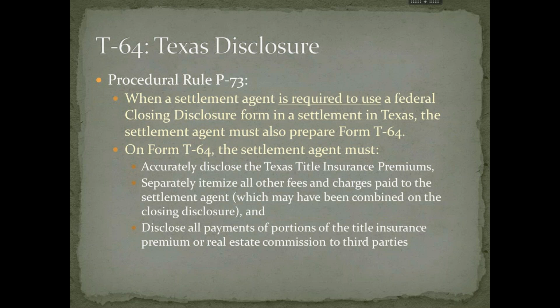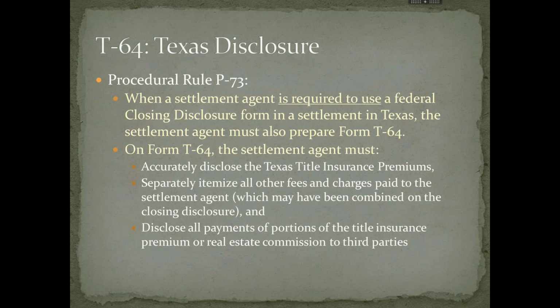Now, the next most common question we get with the T64 is what exactly does the T64 need to have on it, right? Well, there's really three main pieces of information that T64 needs to disclose. Number one, it needs to accurately disclose the Texas title insurance premiums, right? And that's on page 1 of the Texas disclosure, where it'll say owner's policy amount is X, loan policy amount is Y, and the endorsements we're collecting for the deal are on Z, right? Those are automatically populated for you in RamQuest, and those are not really anything that you guys have to edit.